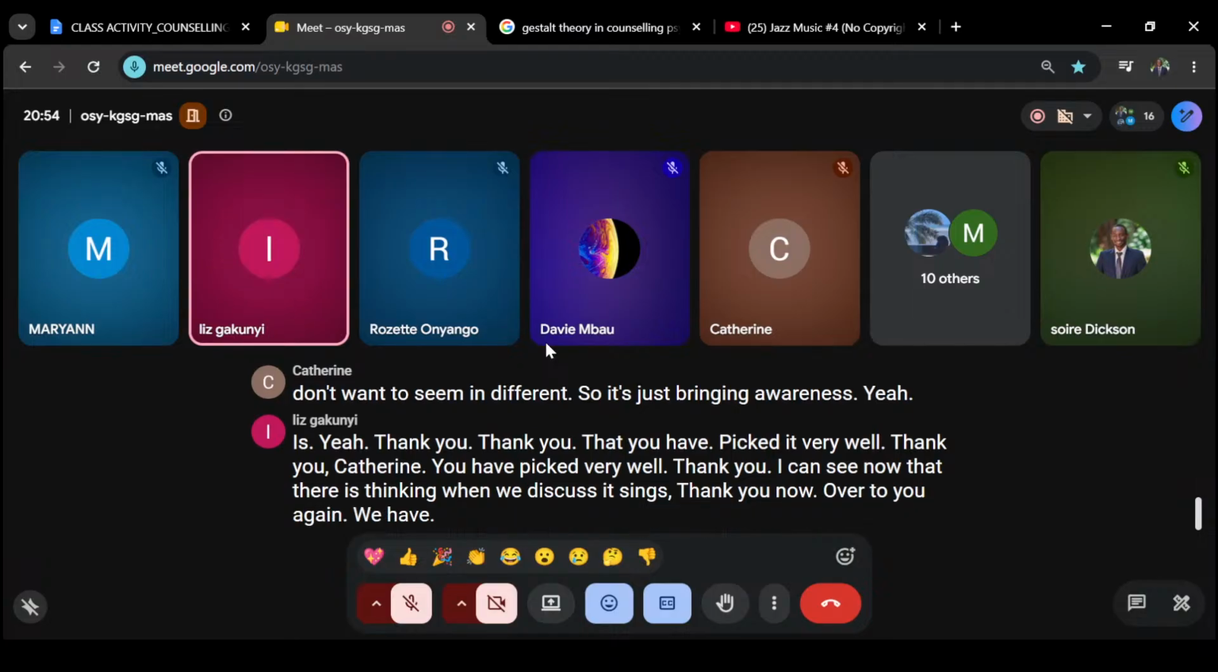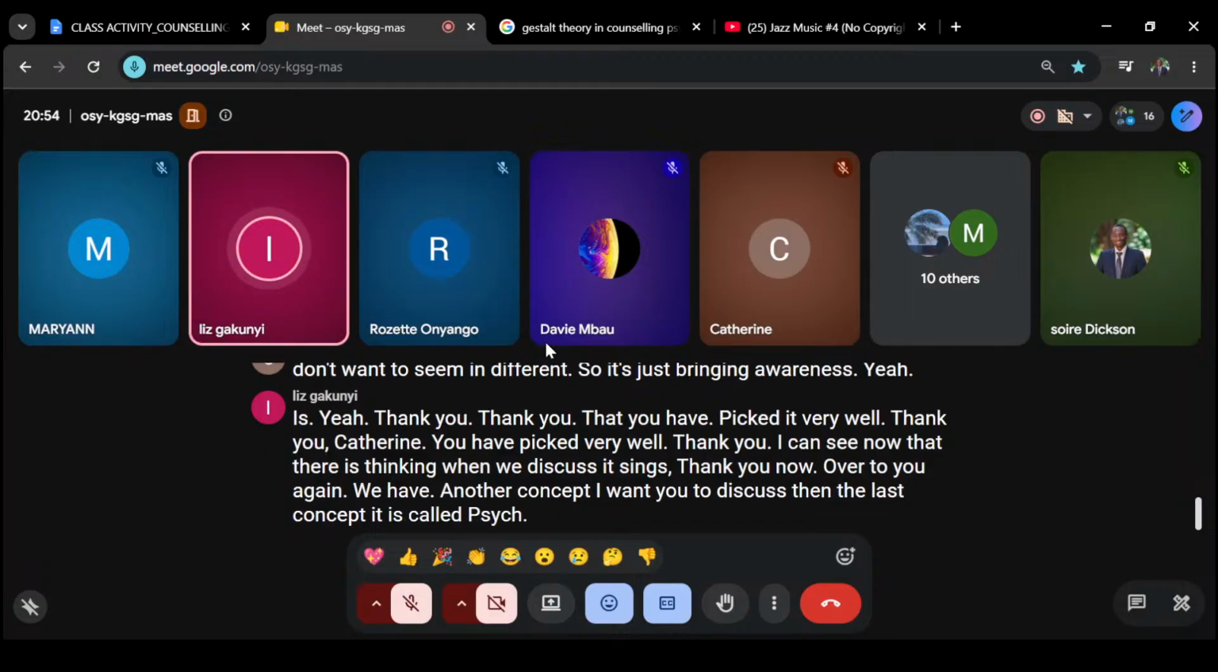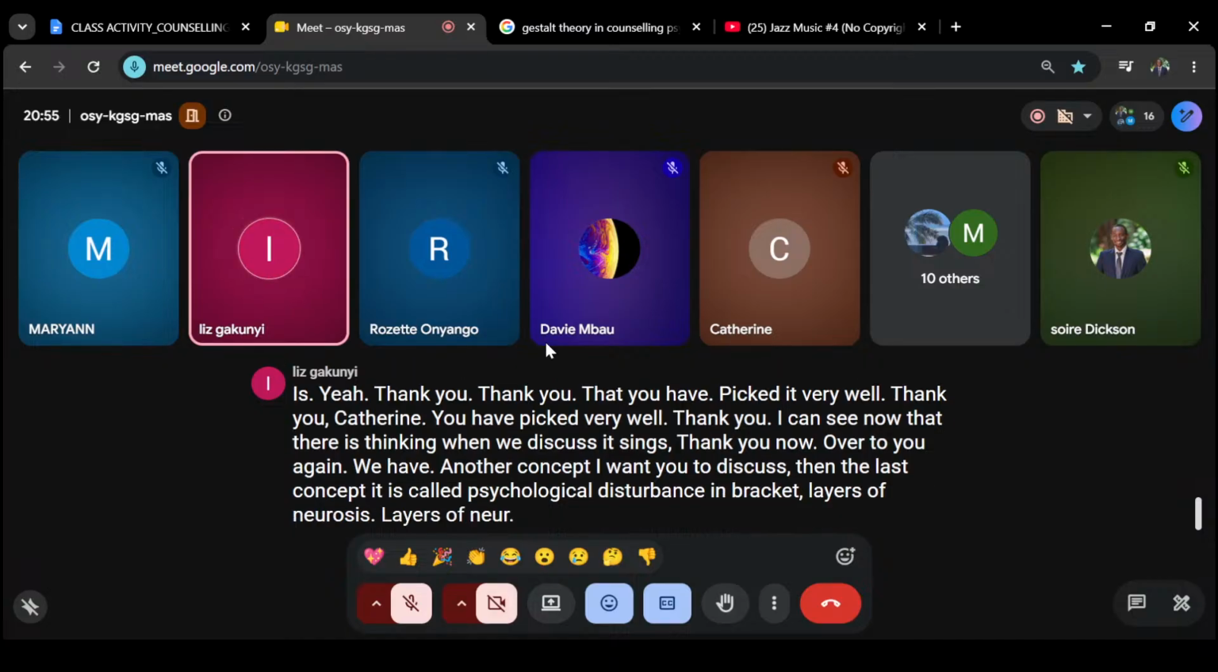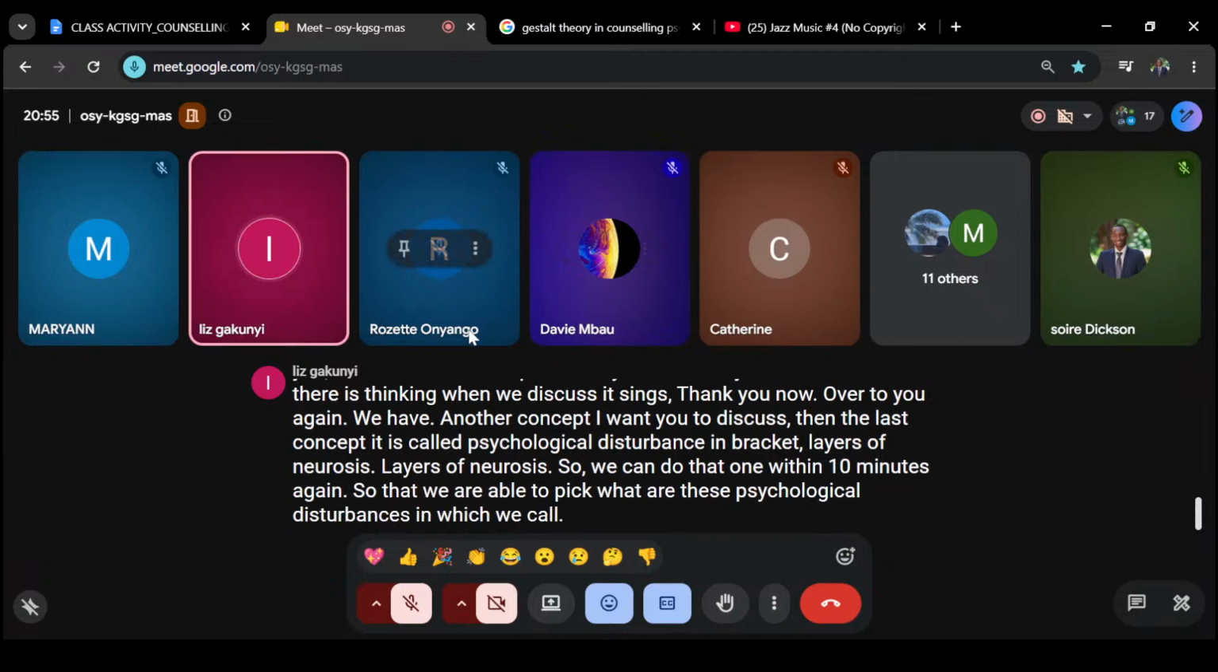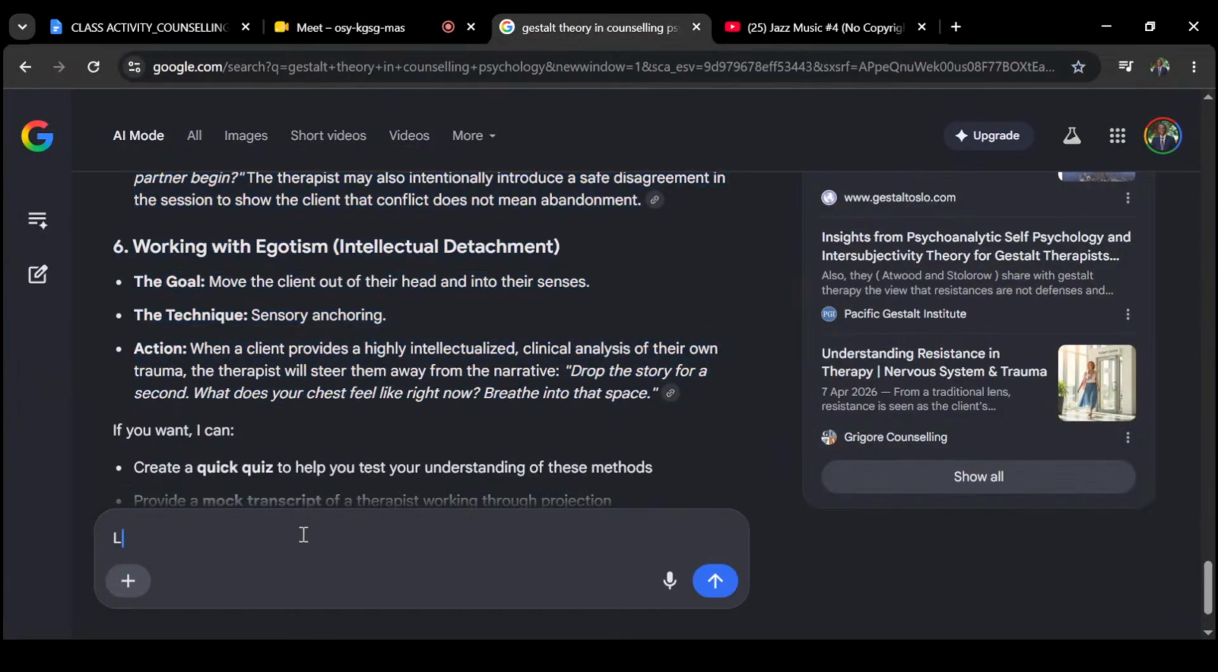We have another concept I want you to discuss, being the last concept. It is called psychological disturbance, in brackets, layers of neurosis. We can do that one within 10 minutes again, so that we are able to pick out what these psychological disturbances we call layers of neurosis are, so that we see how many layers we have and how they move around. When you do the discussion, I'll also explain from my perspective, but they are called layers of neurosis.